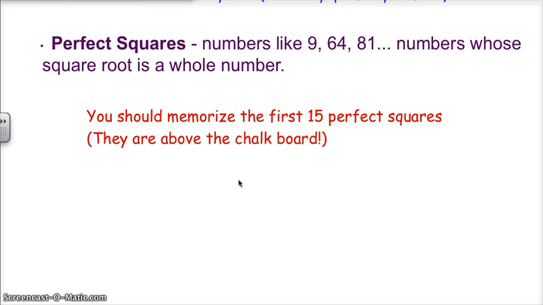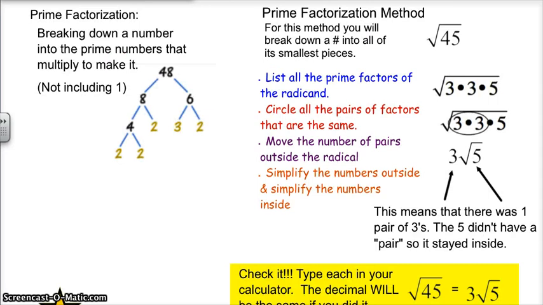Your luck will be greatly increased with this unit if you can remember your perfect squares. If you're in my classroom, they're over the chalkboard. I recommend recognizing the first 15. Continuing on, the method that we're going to use, and there is one other, but I'm just going to teach you one, is referred to as the prime factorization method.